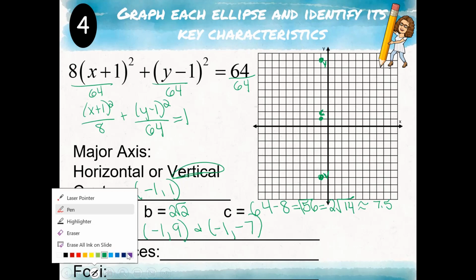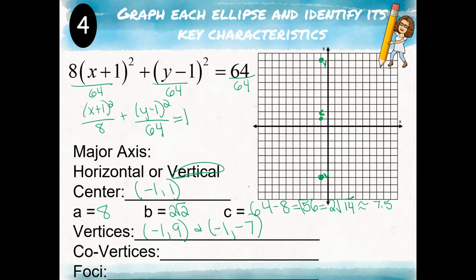Let's find the co-vertices. Change my color. Co-vertices, I'm going to go 2 square roots of 2 left and right from the center. So I'm going to go 2 square roots of 2. I don't even get a decimal equivalent. Well, square root of 8, 2.8 roughly, 2.9, something like that. So I'm going to go 1, 2, and a little bit more. Those will be my co-vertices there.